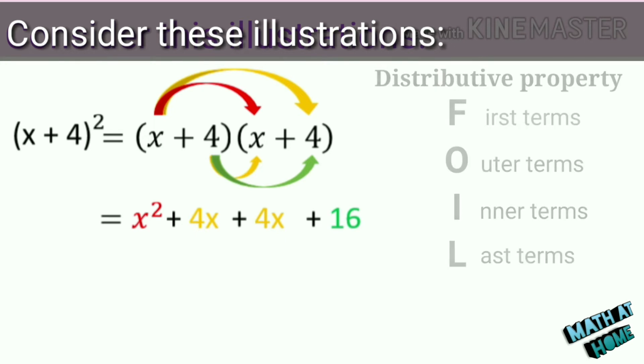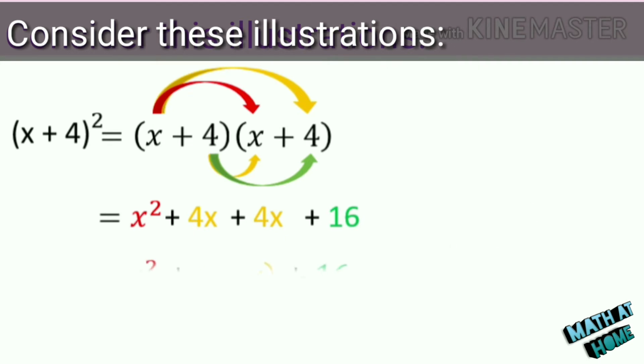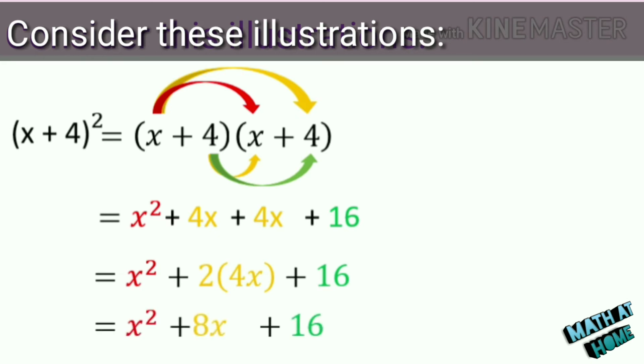There are two 4x, so this will be x squared plus 2 times 4x plus 16. Then we have x squared plus 8x plus 16. So 8x is the product of positive 2 times 4x. So that is now the product of the square of the binomial x plus 4.